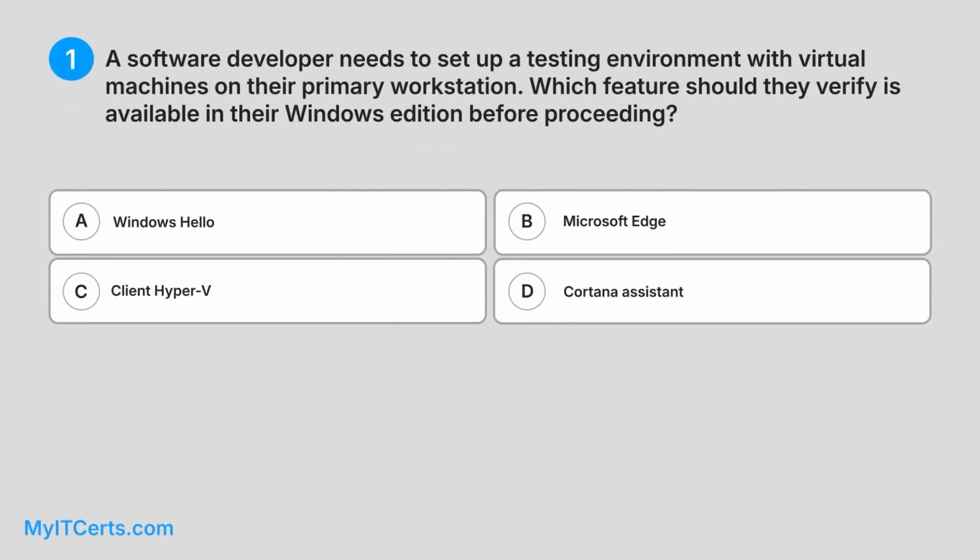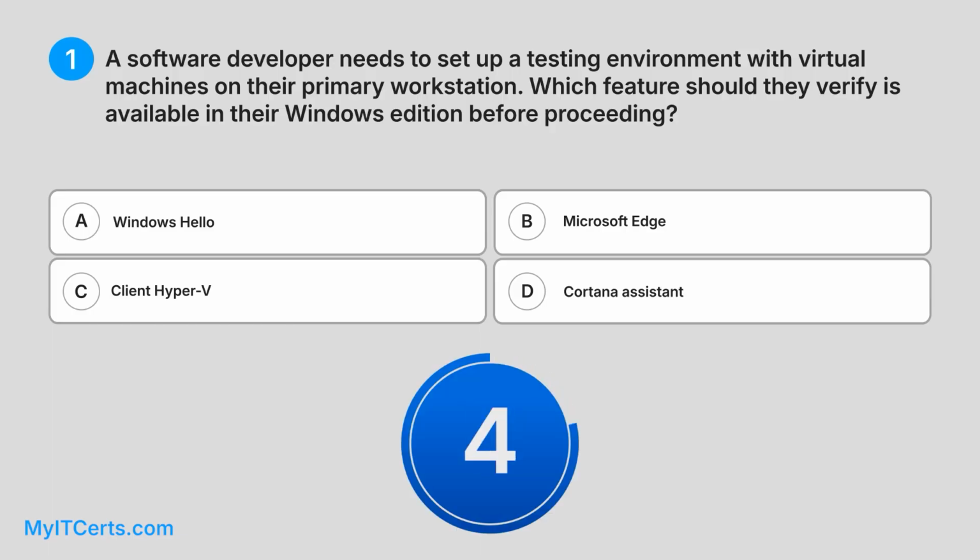1. A software developer needs to set up a testing environment with virtual machines on their primary workstation. Which feature should they verify is available in their Windows edition before proceeding? A. Windows Hello. B. Microsoft Edge. C. Client Hyper-V. D. Cortana Assistant.